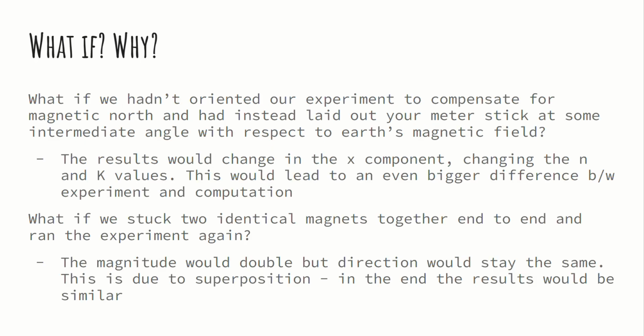If we hadn't oriented our experiment to compensate for magnetic north and instead just laid out the meter stick at some intermediate angle, the results would change in the x component. This would lead to an even bigger difference between our experimental and computational values, so it's probably a good thing that we did that. If we stuck two identical magnets together, it's likely that the magnitude would double but the direction would stay the same. This is because of superposition: we're not changing anything else, just doubling the strength of the magnetic field by sticking two identical magnets together. So in the end, the results will be pretty similar with just the value doubled.